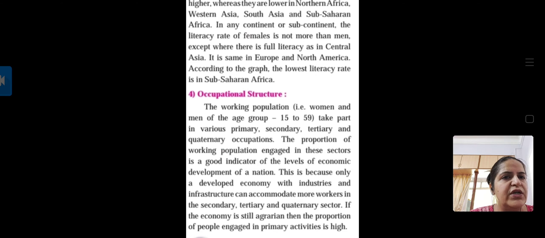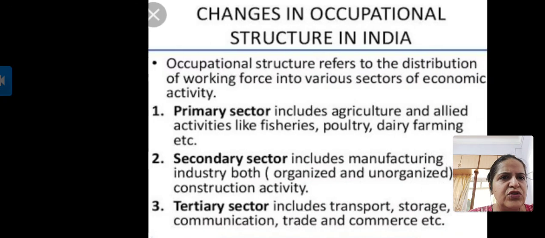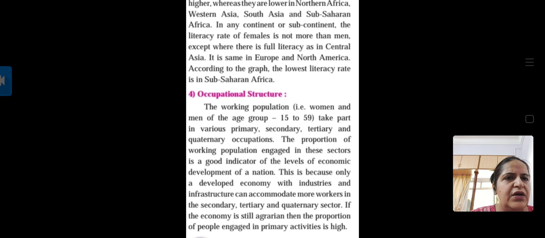The proportion of working population engaged in these sectors is a good indicator of the levels of economic development of a nation. Through this, we come to know that there is development happening at each section at all levels. The proportion of working population is a good indicator of the levels of economic development of a nation. This is because only a developed economy with industry and infrastructure can accommodate more workers in the secondary, tertiary, and quaternary sectors. What does this mean?